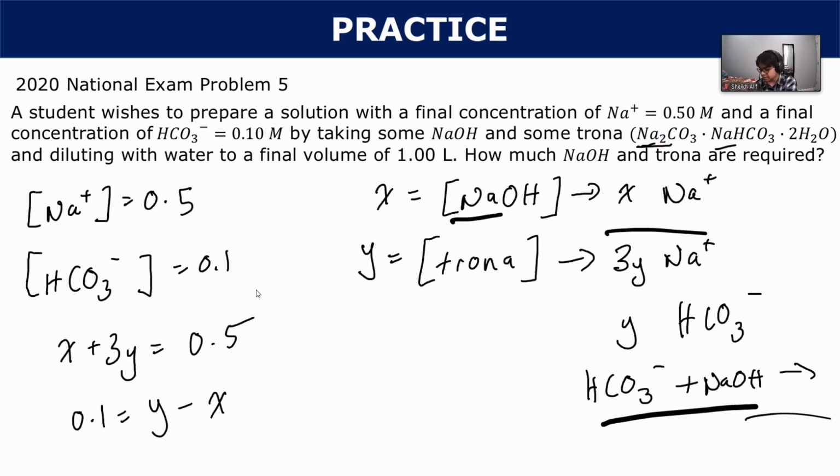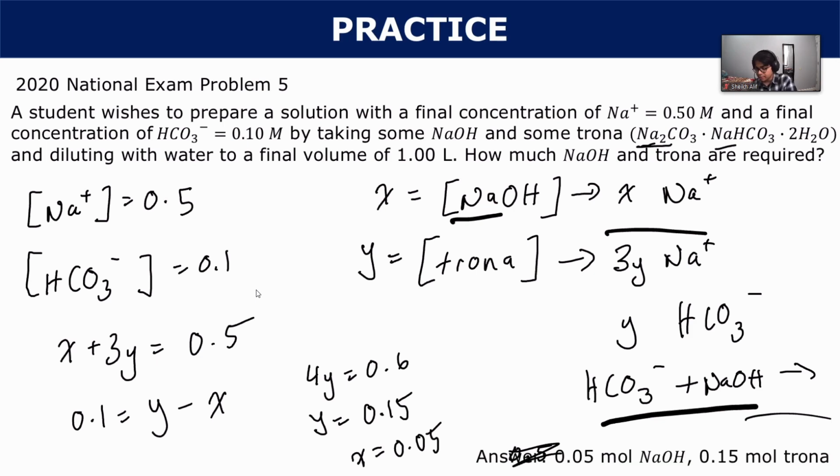And if we solve this system of equations, we're going to get that 4y equals 0.6, so y equals 0.15, and x equals 0.05. In fact, I'll just show the answer. 0.05 moles of NaOH and 0.15 moles of trona. And those are the same answers that we got here. And we did that by just setting the concentrations equal to X and Y, and then finding out the value using the final concentrations.